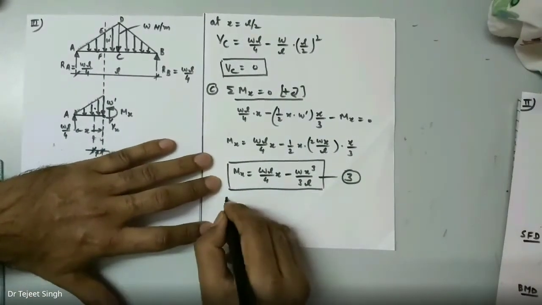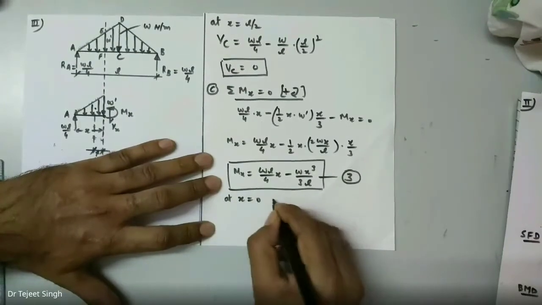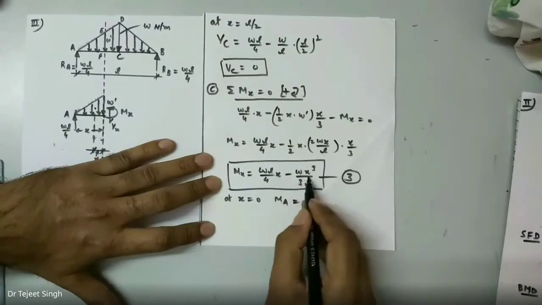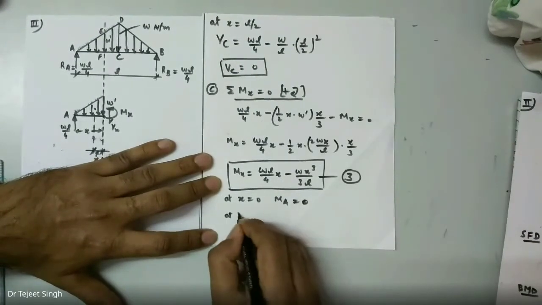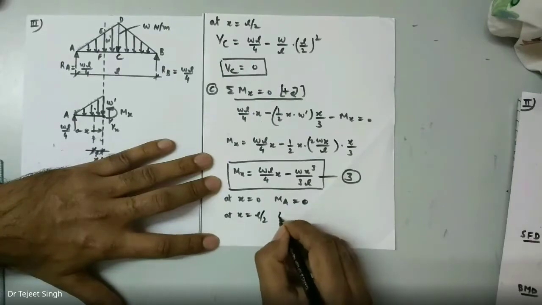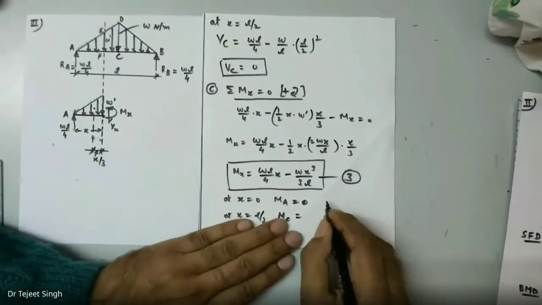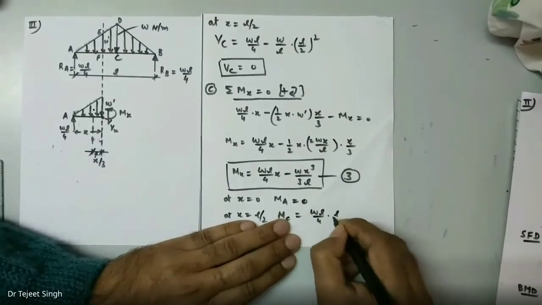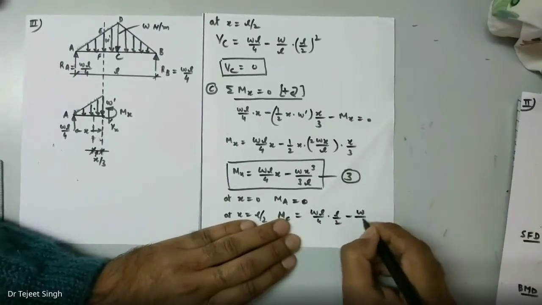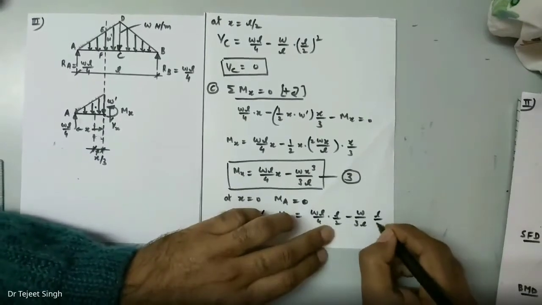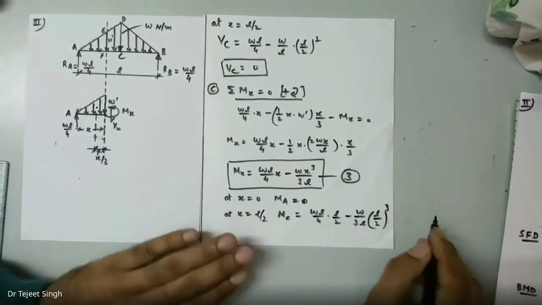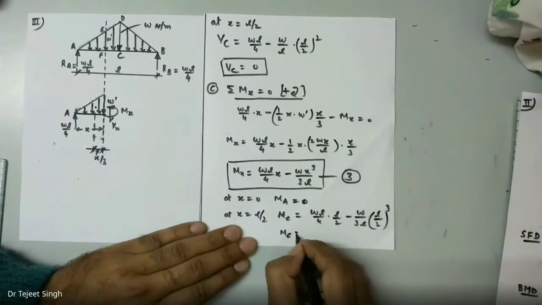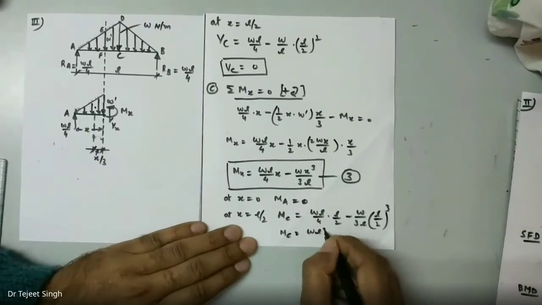Right, I calculate the values at x equal to 0. ma will be equal to 0. यहाँ पे 0 है, यहाँ भी 0 है. Now at center at x equal to l by 2 I calculate mc will be equal to, जब मैं यहाँ पे पुट करूंगा wl by 4 into l by 2 minus w by 3l into l by 2 का cube. So if I simplify I get mc equal to wl square by 12.